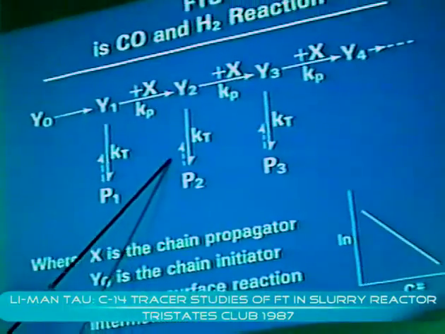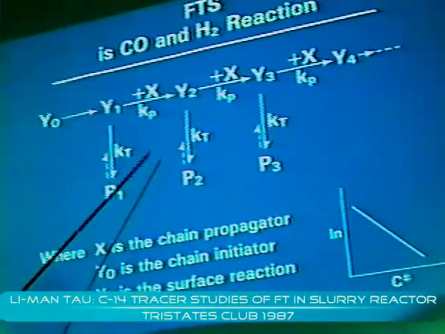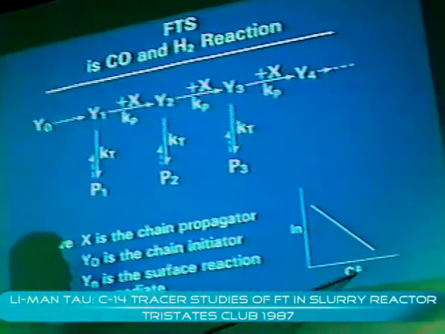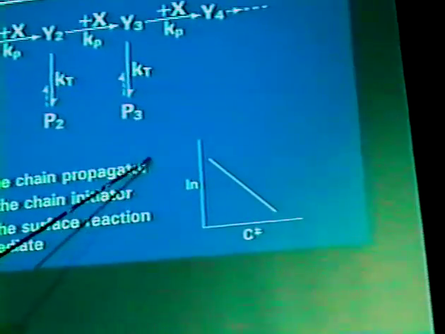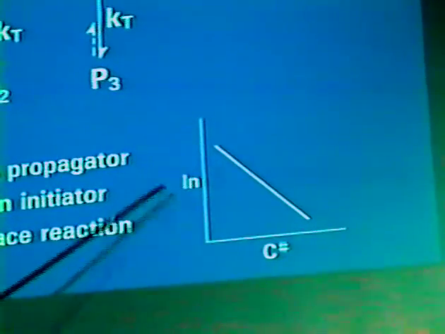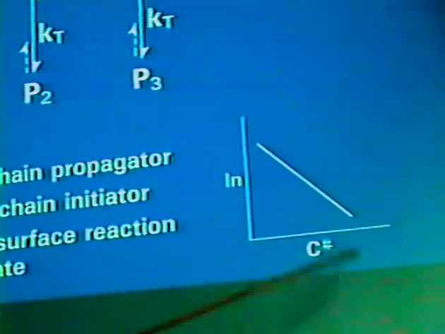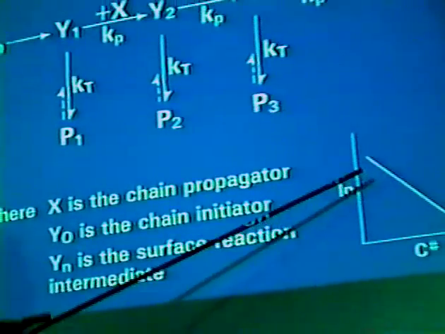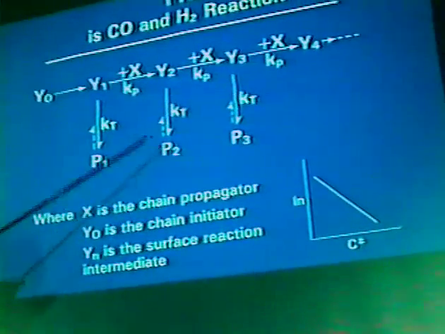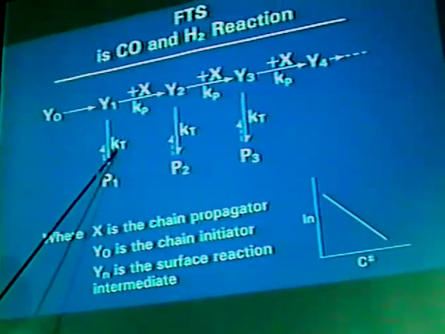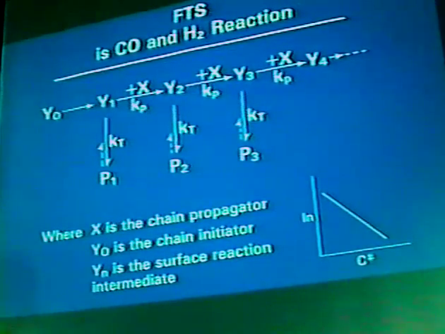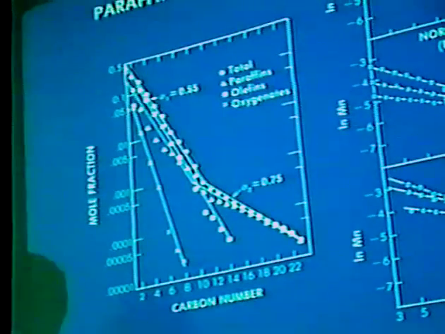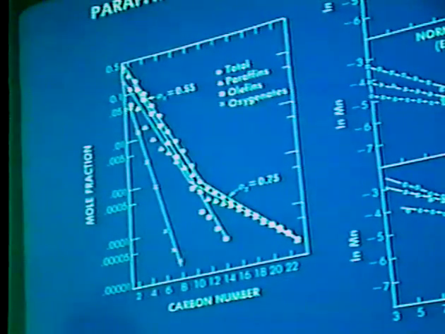The reason this mechanism has been generally accepted is that when you plot carbon number versus mole fraction of each carbon in a semi-log paper, you will get a so-called Anderson-Schulz-Flory plot. The slope of this is alpha, which represents Kp over Kp plus Kt. Next slide, please.